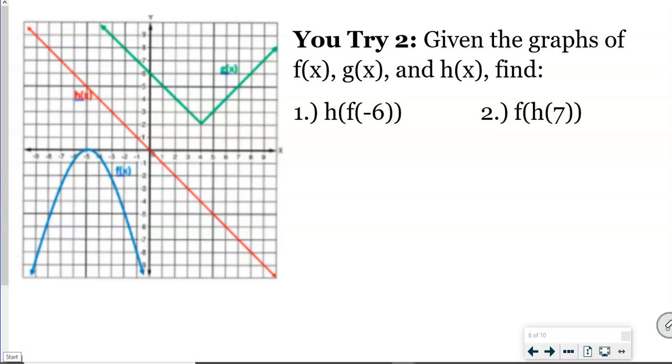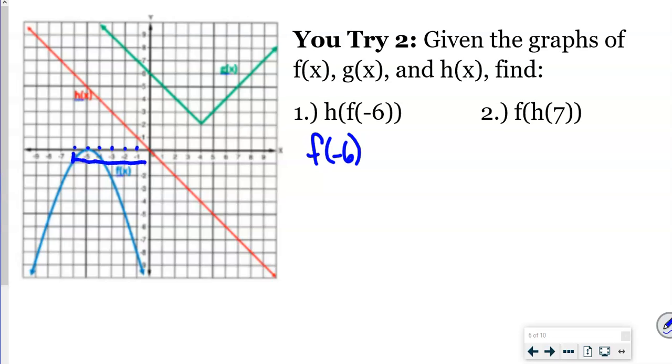So here we go again. Our f graph is f of negative 6. So I'm going 1, 2, 3, 4, 5, 6. I'm going to go down to my graph right there. And that's the y value of negative 1, right?